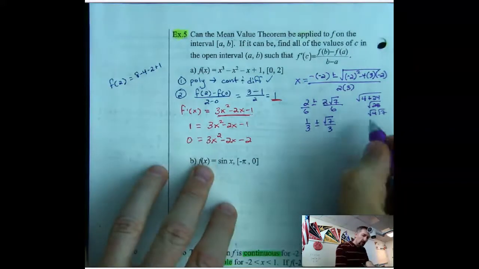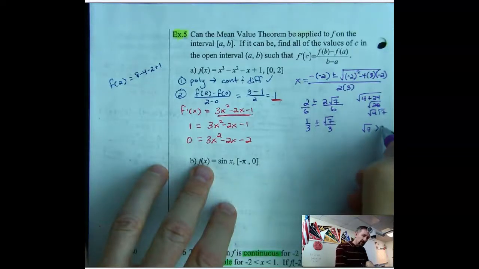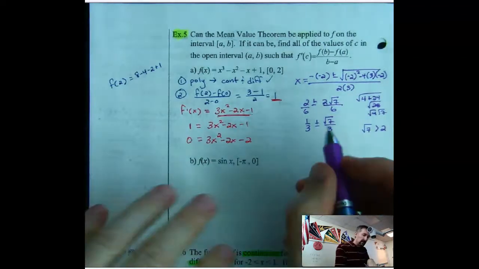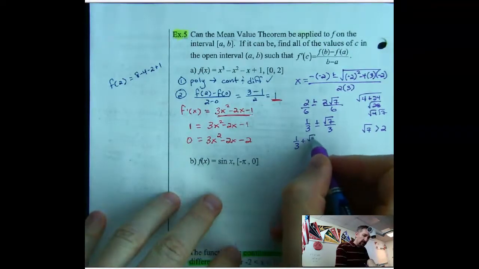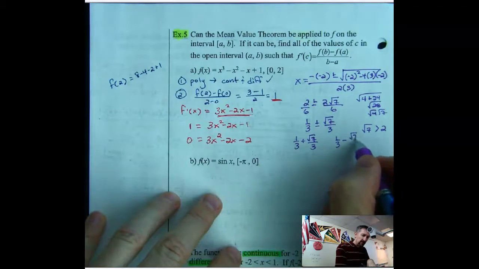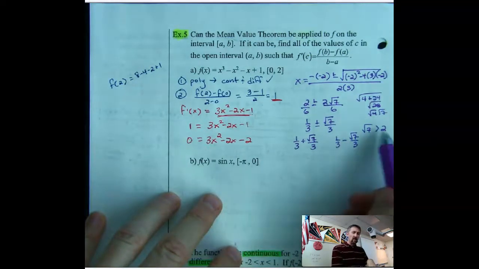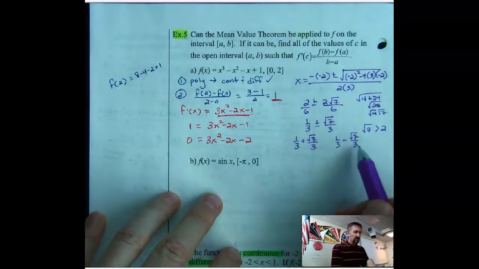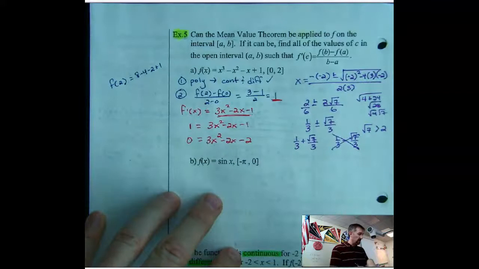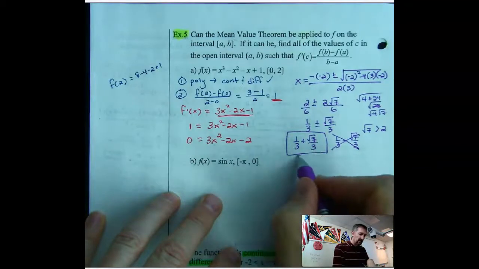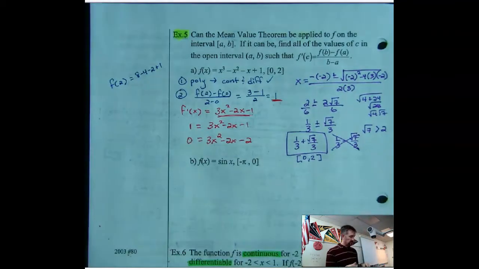So root 7 is greater than 2 but less than 3, so let's think about what that means. We're going to have 1/3 plus root 7 over 3 and 1/3 minus root 7 over 3. So that's more than 2/3, so if we subtract, 1/3 minus more than 2/3 is going to be negative. So that one's going to be out. So this is the value we want here because that is in the interval from 0 to 2. Okay.